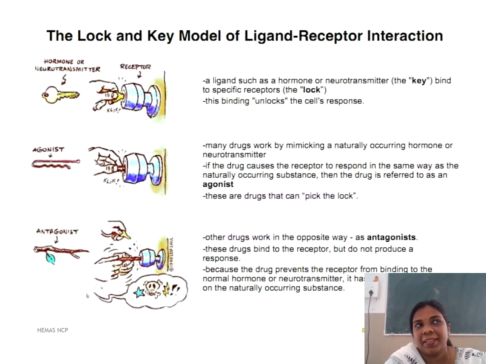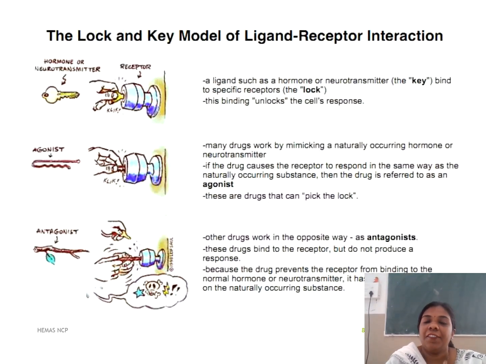So the mechanism means that it will mimic the natural ligand, open the lock and produce the biological effect. Examples: salbutamol, morphine, etc. Salbutamol is a beta 2 receptor agonist, and morphine is an opioid agonist. Adrenaline is an adrenergic agonist. So agonist means switching on upon this agonistic activity.